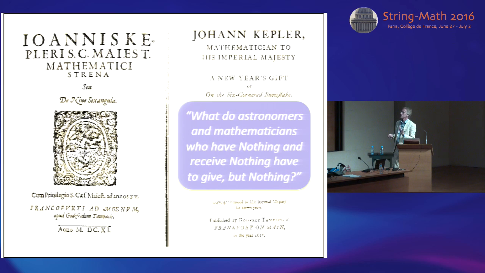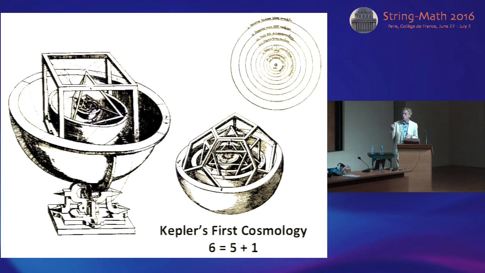And so what he said in that book also, well, he wasn't paid, so he had to give a Christmas gift to his benefactor, and he said, well, if you have nothing and you receive nothing, what can you give but nothing? Which was the snowflake. But in some sense, what he was describing is the idea of symmetry in physics, which was, I think, a great gift.